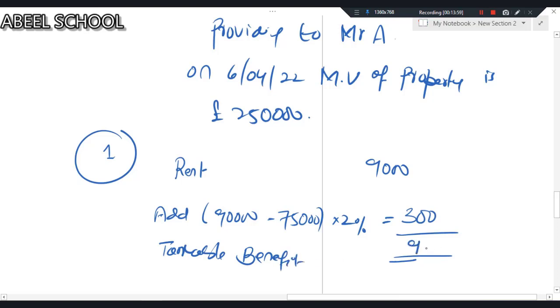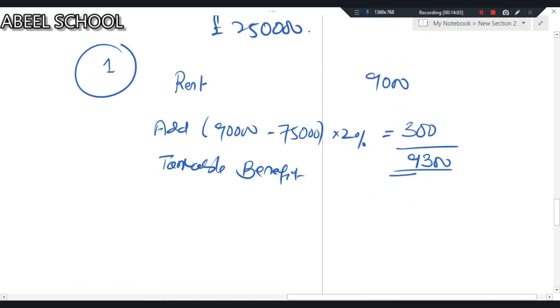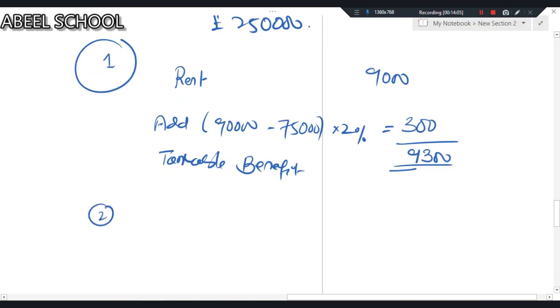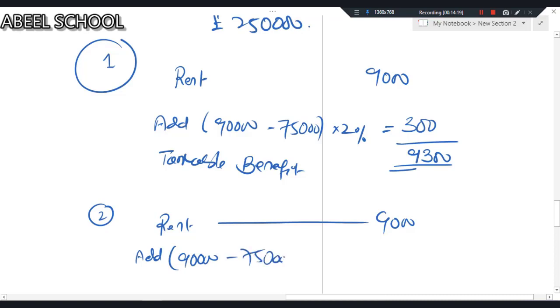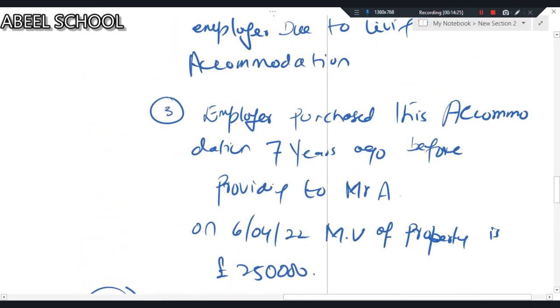Taxable benefit is 9,300. Then let's go for case 2. Again, the rent is 9,000. Add 90,000 minus 75,000 into 2%, which is obviously 300. But this time the benefit is not 9,300.